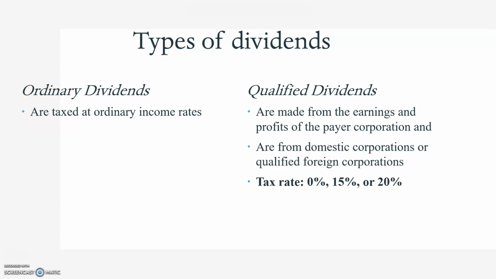These are types of dividends. Ordinary dividends are taxed at ordinary income rates. Qualified dividends are made from the earnings and profits of the corporation and are from domestic corporations or qualified foreign corporations. Below are the tax rates and how they are calculated.